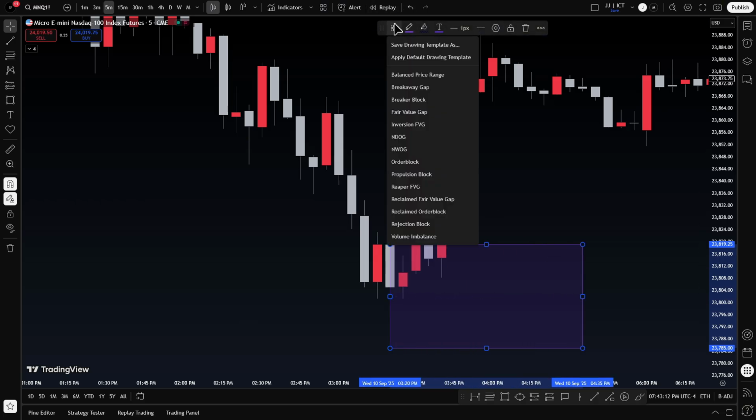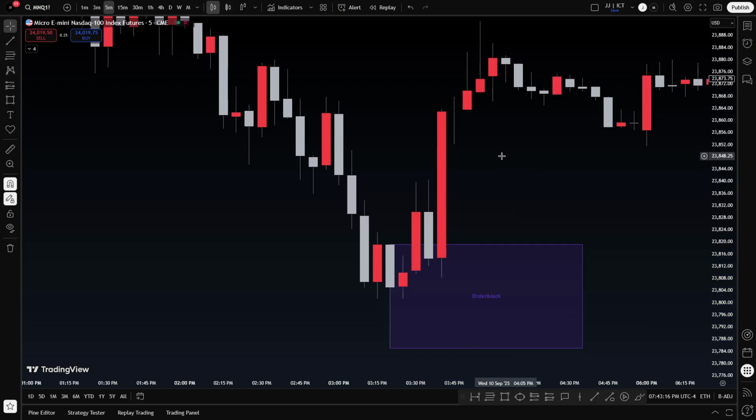Now, reminder, this is a bullish order block. This might get a little confusing, but let me just make it simple for you. Down close candles, bullish order block. Up close candles, bearish order block. Simple? Yeah, I know. Very, very simple.